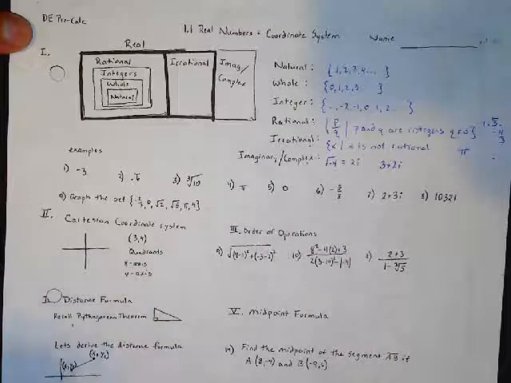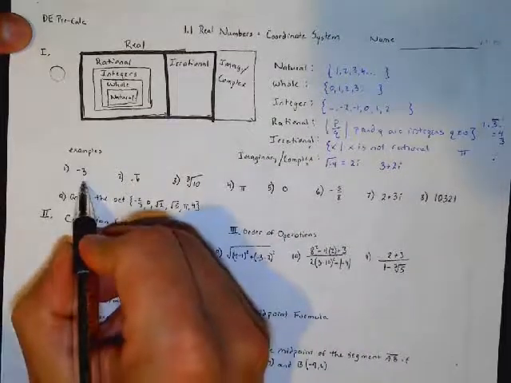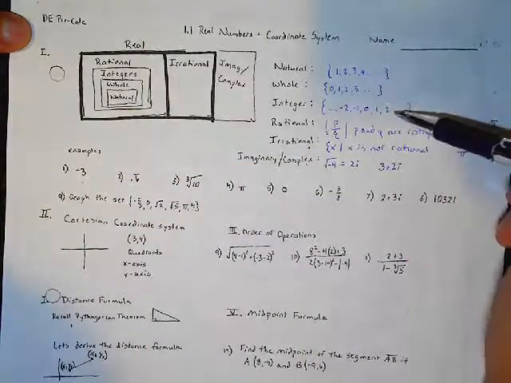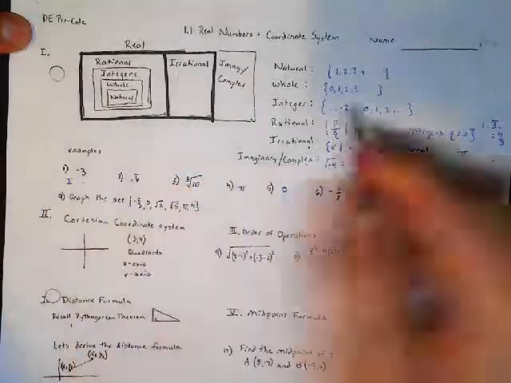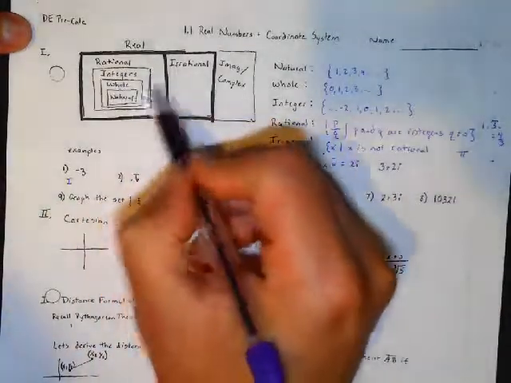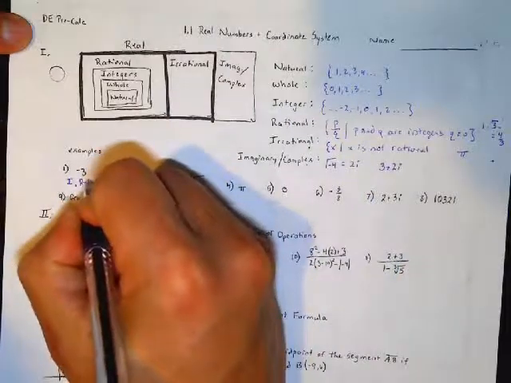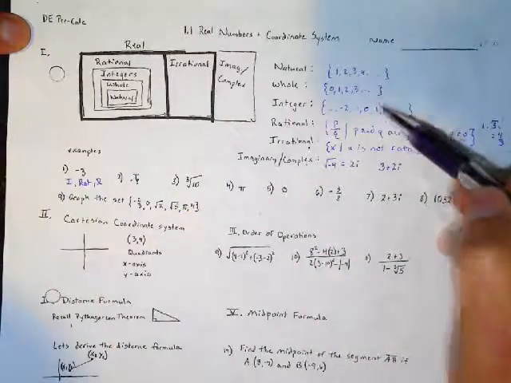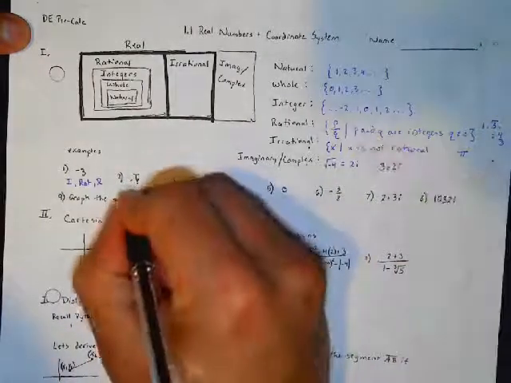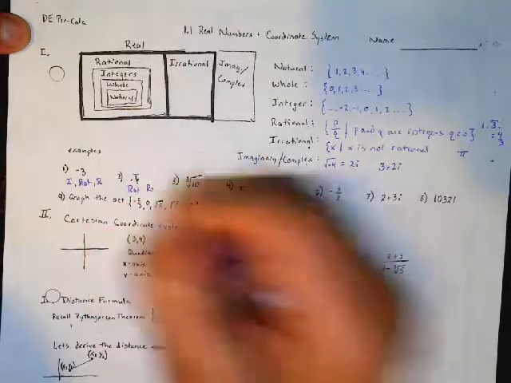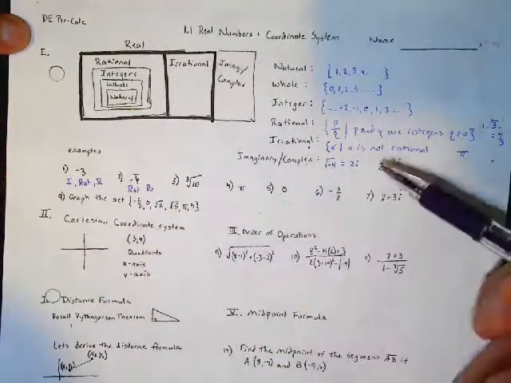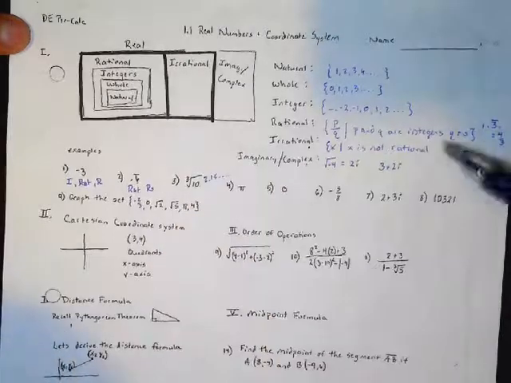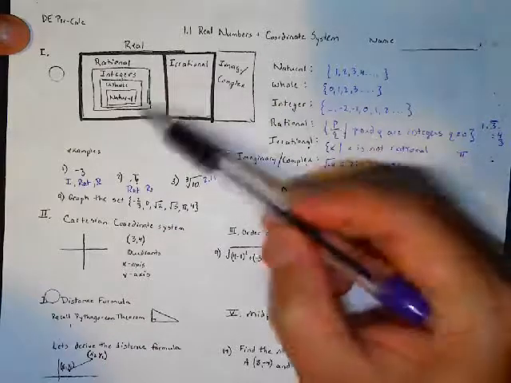So let's classify these. If you have -3, it is not a natural number, not a whole number, but it is an integer. Anything that is an integer is also going to be rational and real. 0.6 can be written as a fraction, so that is a rational and a real number. The cube root of 10 is like 2.15, and it keeps going, so that cannot be written as a fraction.